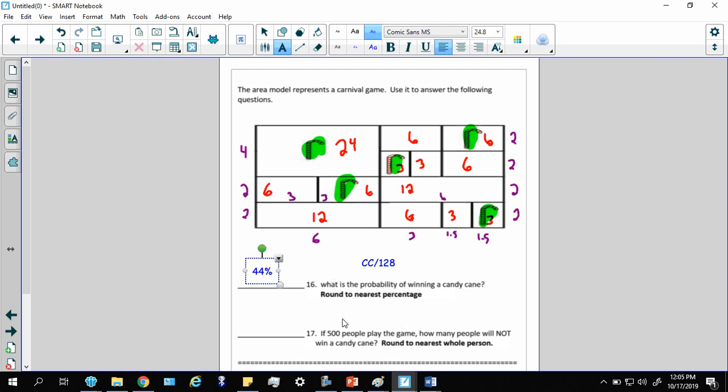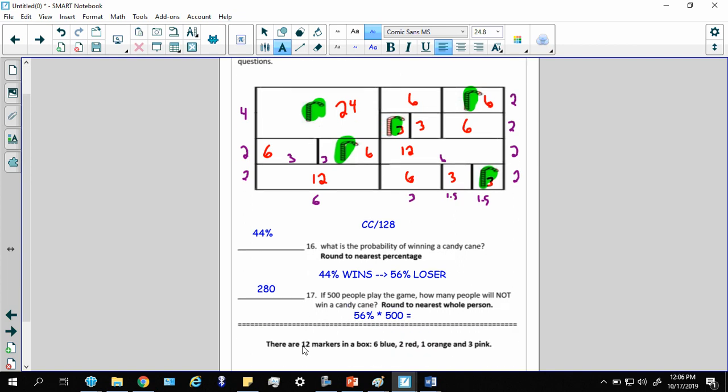Now, what throws people off, and that is 44% wins, which means that's an arrow. 56% loser. All right. So in question number 17, if 500 people play the game, how many will not win a candy cane? Not win is 56%. We are going to times that by 500 people, and our answer ends up being 280.